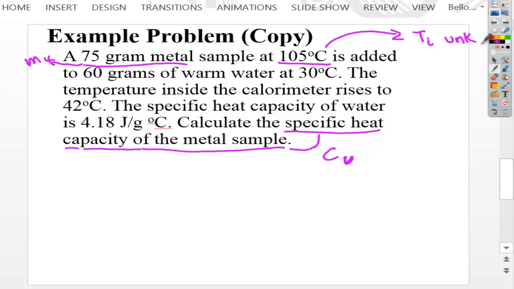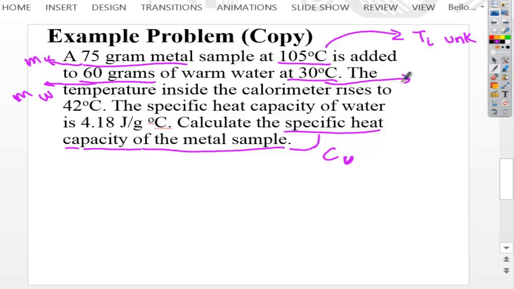60 grams of warm water at 30 degrees Celsius. What is this? Water. Mass of what? Of the water, right? Because it says warm water right after it. 30 degrees Celsius. What is that? 30.